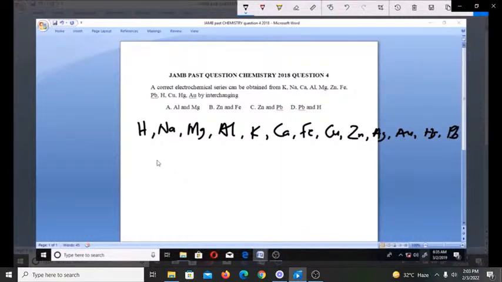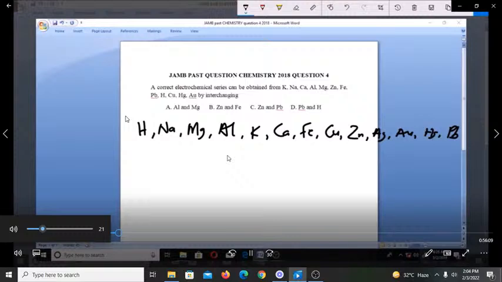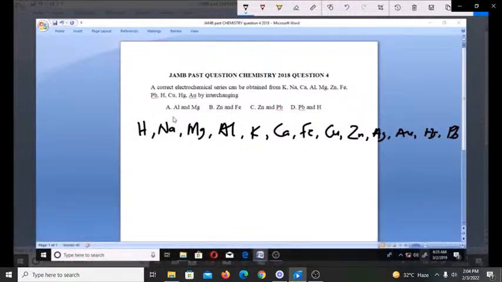So that should be the right arrangement. And now, having this arrangement, you can see that the right interchanging should be A, where you have Mg coming before Al.